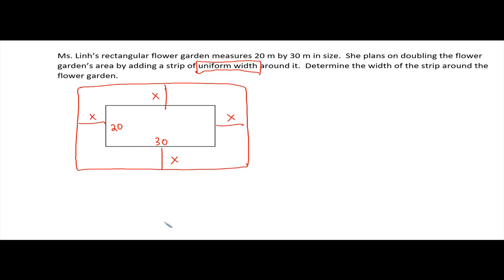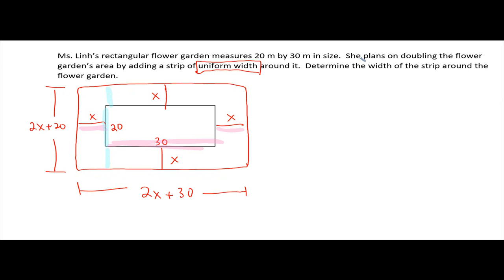So we'll just call it x for now. So we're trying to determine the width of the strip, right? The uniform width right here. So let's set everything up. So this side right here, this was 30 before, and then we added x and x, right? So this side here now is going to be 2x plus 30. This side over here, before it was just 20, and then we added x here and x there. So this is going to be 2x plus 20, right?